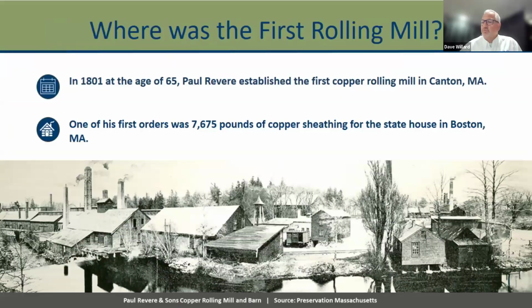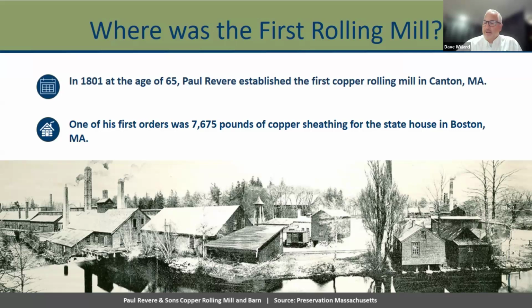Where was the first roll forming mill? Back in 1801, at the age of 65, Paul Revere, the same Paul Revere who rode all over yelling that the redcoats are coming, established the first copper rolling mill in Massachusetts. The first order was for over 7,500 pounds of copper sheathing for the Boston State House.